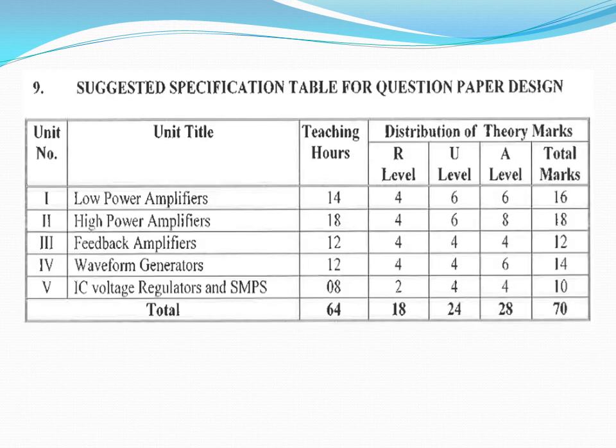In this slide, we can see various chapters and marks allocated to them. So first unit, low power amplifier, 16 marks. Second unit, high power amplifier, 18 marks. Third unit, feedback amplifiers, 12 marks. Fourth unit, waveform generators, 14 marks. Fifth unit, IC voltage regulators and SMPS, 10 marks. All these contribute to 70 marks. So this is our syllabus for Applied Electronics.